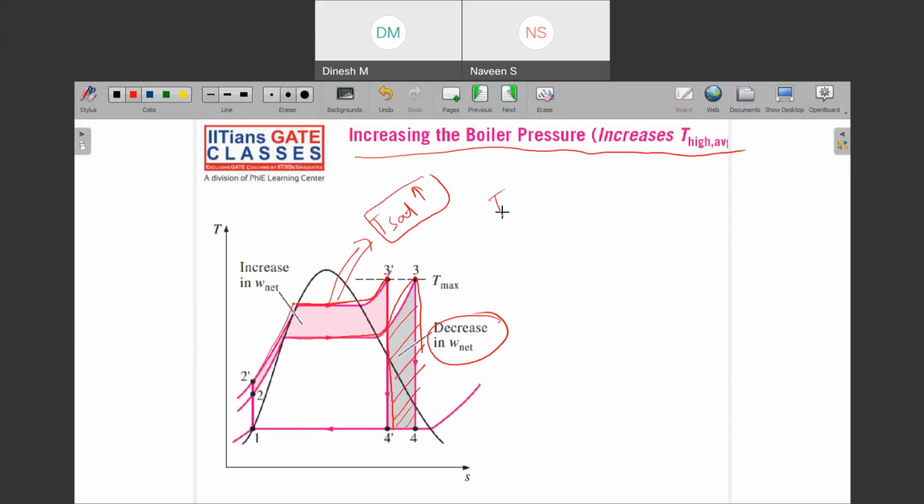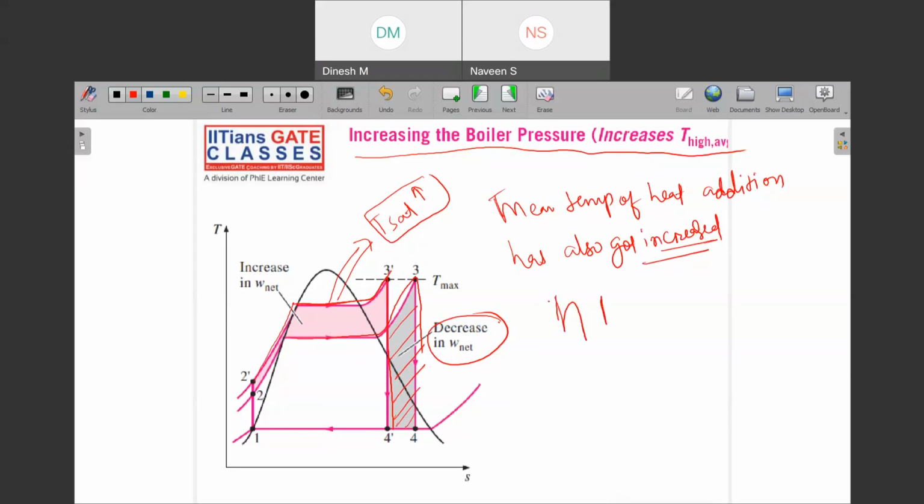That means the mean temperature of heat addition has also increased. And if the mean temperature of heat addition has increased, can you see that your efficiency will also get what? Increased. Okay.